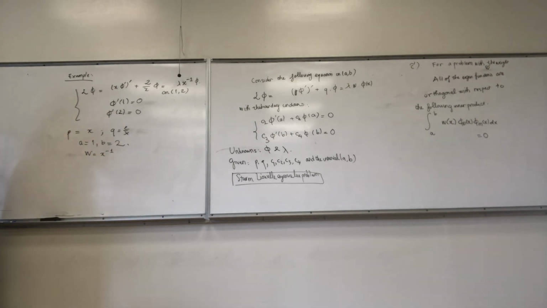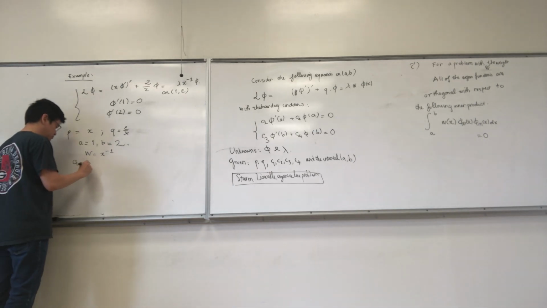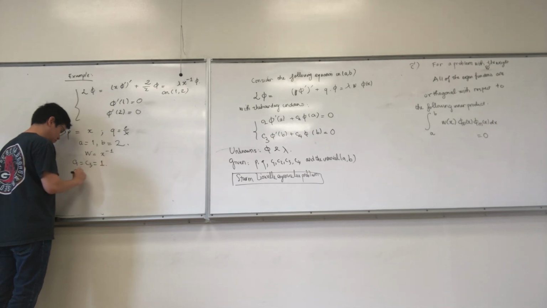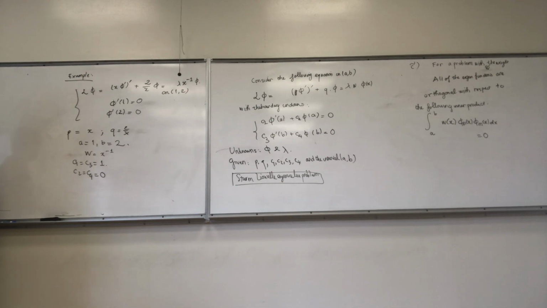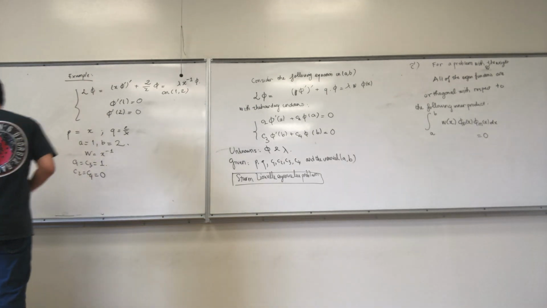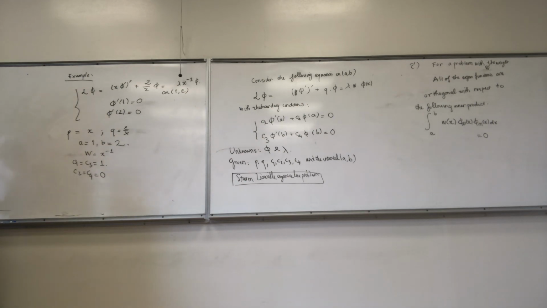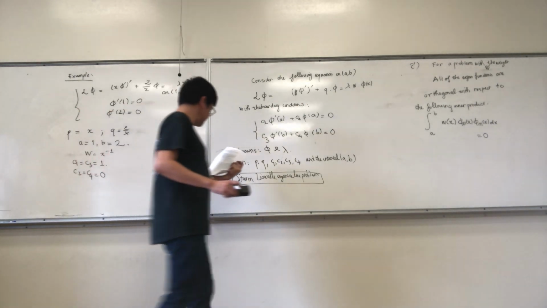Right? And what are C1, C2, C3, C4? Yes? C1 and C3 are 1, and then C2 and C4 are 0. Right. C1 and C3 are 1, and C2 and C4 are 0. Right? Questions? Right. So now let us try to solve this equation.